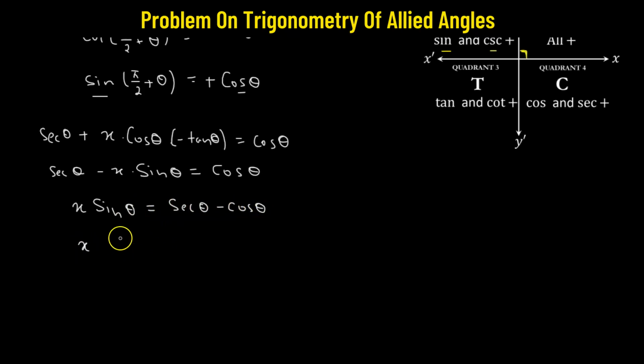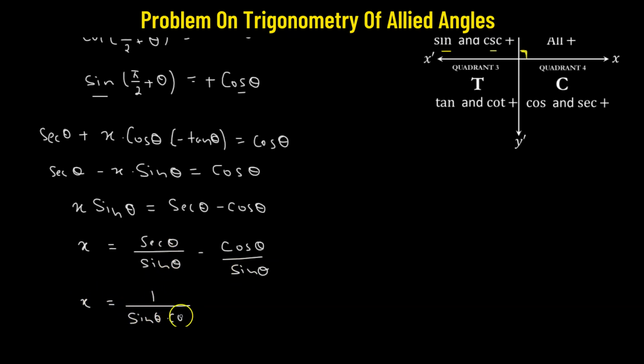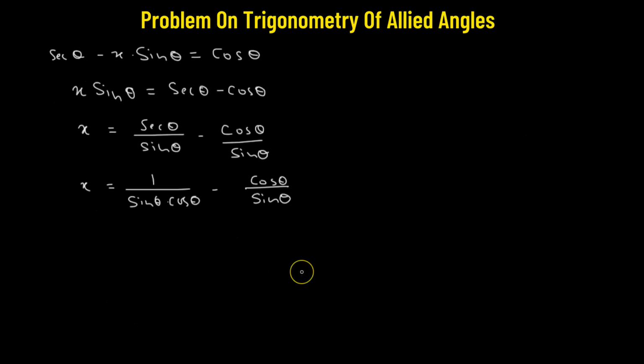So we have x, and we're going to divide both sides by sine theta. We have secant theta divided by sine theta minus cosine theta over sine theta, which we can further simplify. Secant theta is the reciprocal of the cosine function, so we have 1 over cosine theta, divided by sine theta, minus cosine theta over sine theta. Let's combine the two fractions.